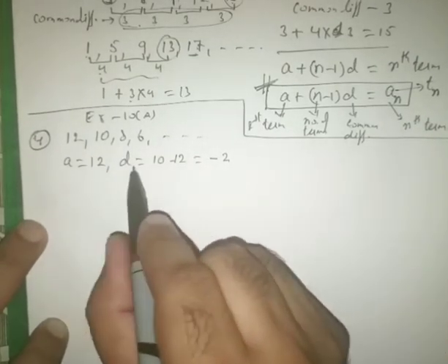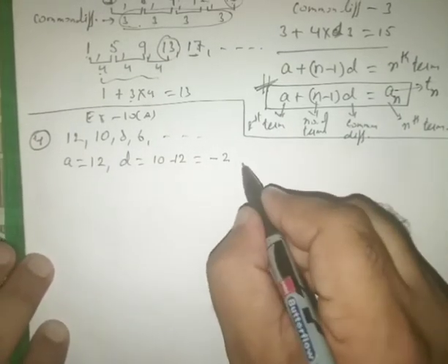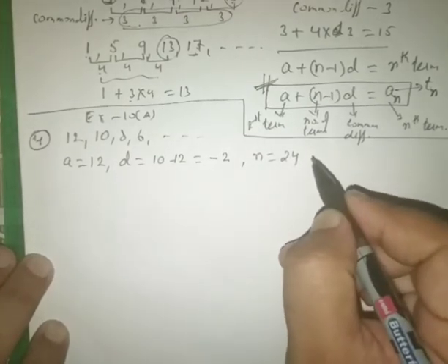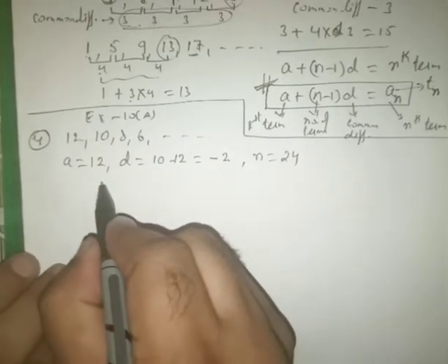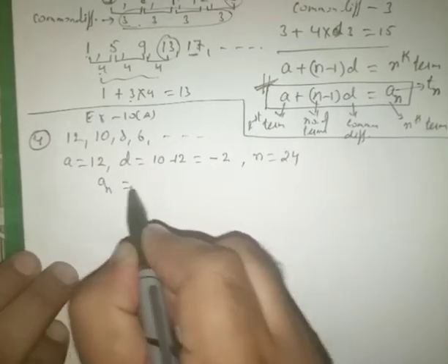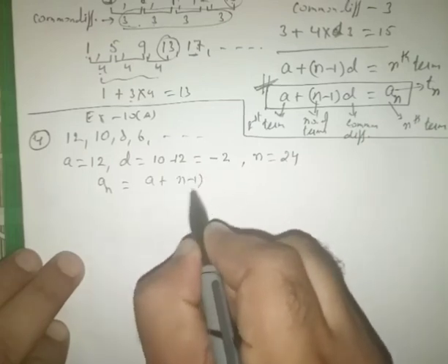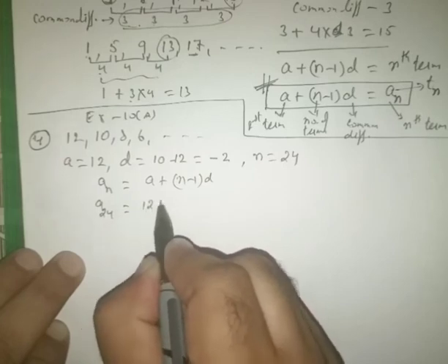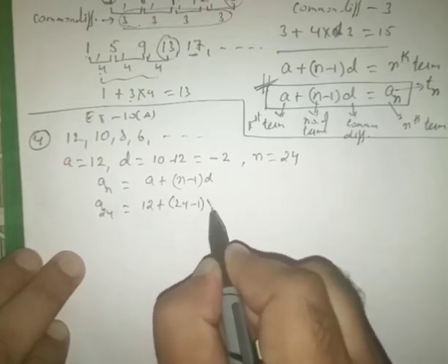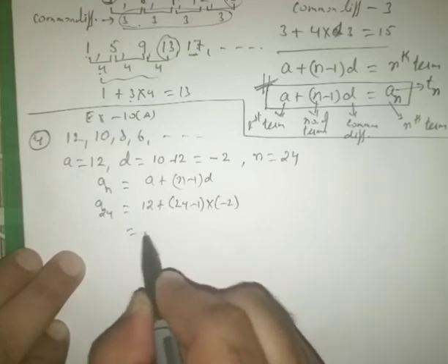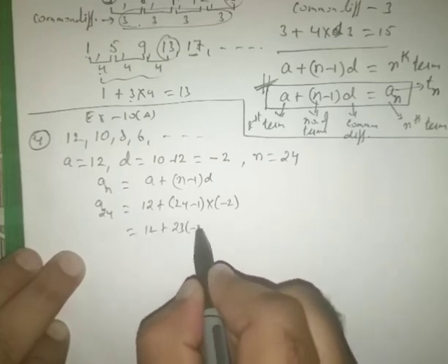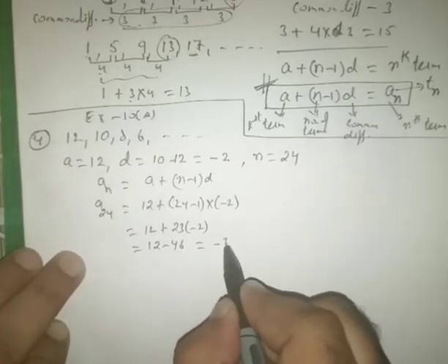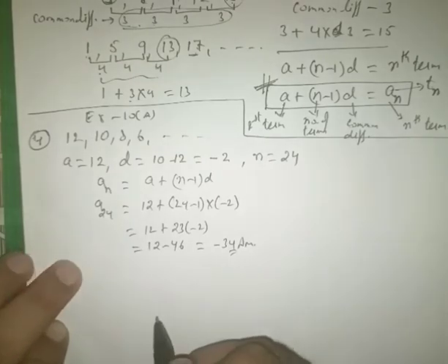So the first term is 12, the common difference is minus 2, and we have to find the 24th term, meaning n is equal to 24. So here we have to find a24. I'm using the formula an is equal to a plus n minus 1 multiply d. So that will be 12 plus 24 minus 1 multiply minus 2. So 12 plus 23 multiply minus 2, that is 12 minus 46, which is minus 34. So this will be the answer for this part.